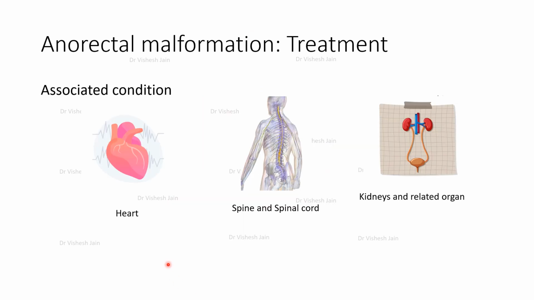Along with this malformation of the anal opening and the rectum, the baby may also have malformations involving other organs of the body, like the heart, and therefore echocardiography may be performed to rule out any malformation in the heart. Malformation of the spine and spinal cord may also be present, so X-ray or ultrasound may be performed to rule out any malformation involving this part of the body. And thirdly, the kidneys and related organs may also be affected, for which ultrasound again may be performed to rule out any malformation in the kidneys.